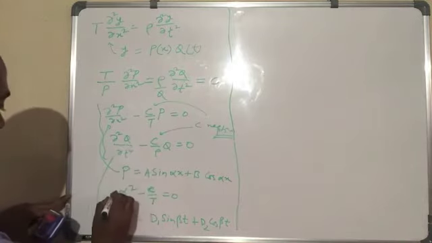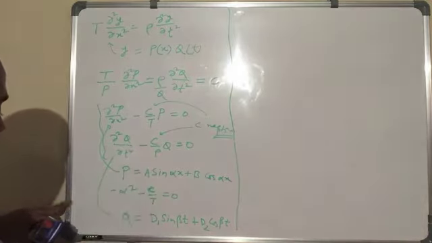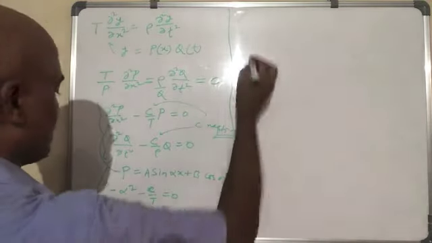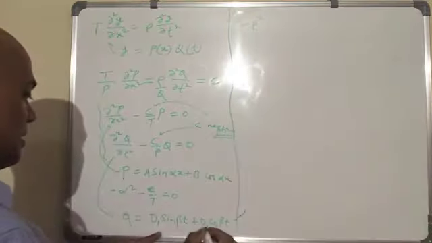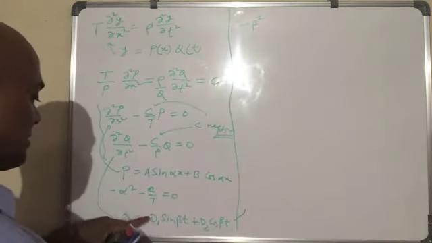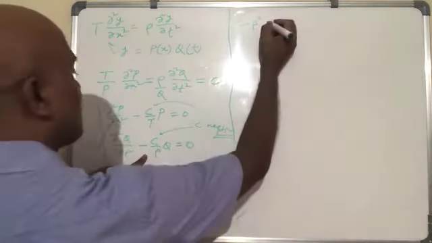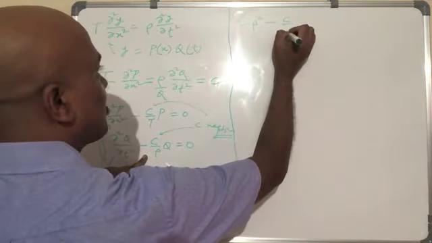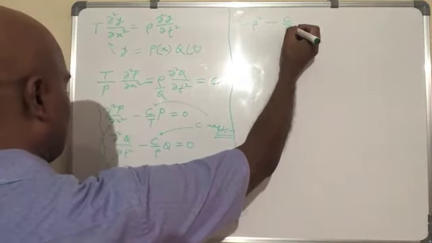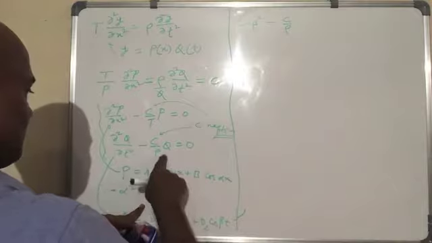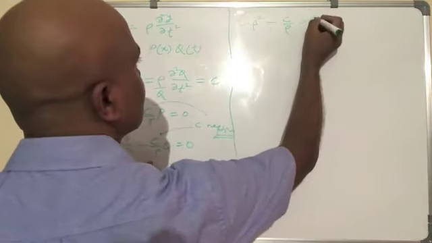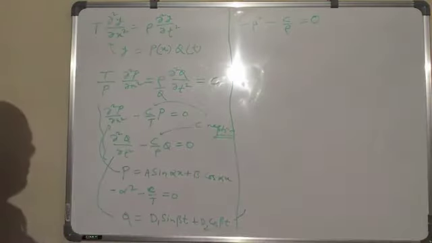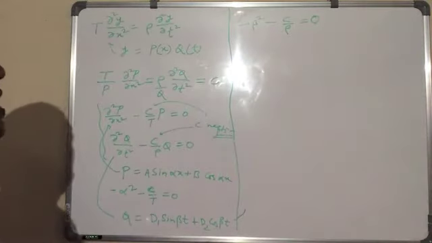We have minus alpha square here, right? And similarly for this, we will get minus beta square, minus c over rho equal to 0. Okay. Now what we want?